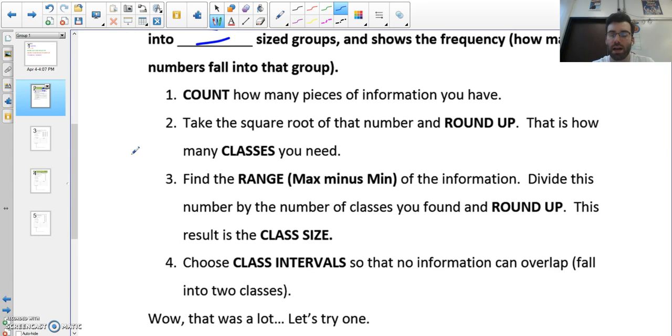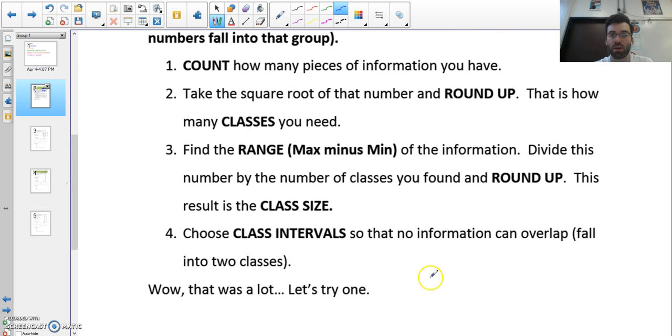First thing you need to do is count up all the pieces of information you have. Count up all the numbers. Next, to determine the number of classes you need, take the square root of that number and then round up, no matter what. If it's 5.3, round up to 6. After that, find the range. Take the highest number, the maximum, and subtract the minimum from it. To find your class size, you divide your range by the number of classes and round up again. You want to choose class intervals so that no information overlaps, that means falls into 2 different classes.